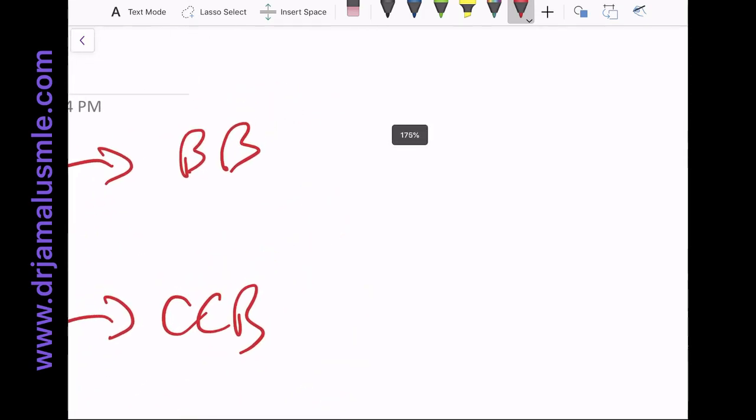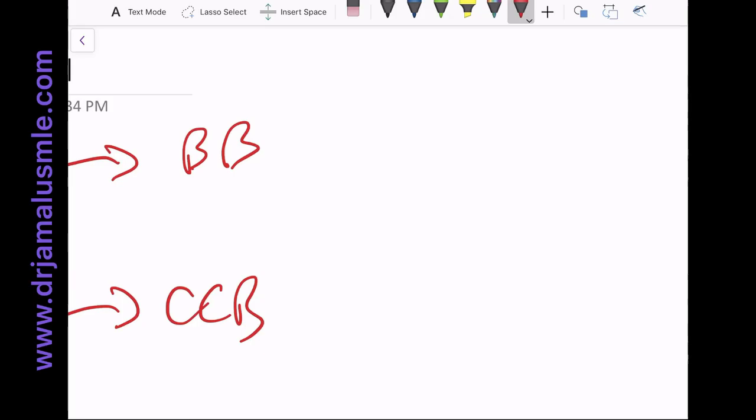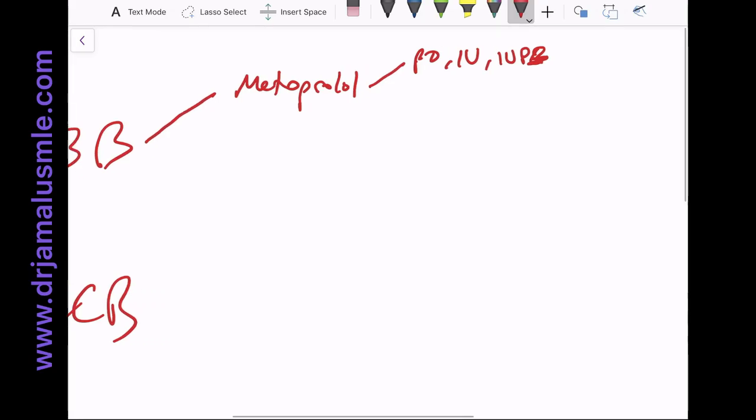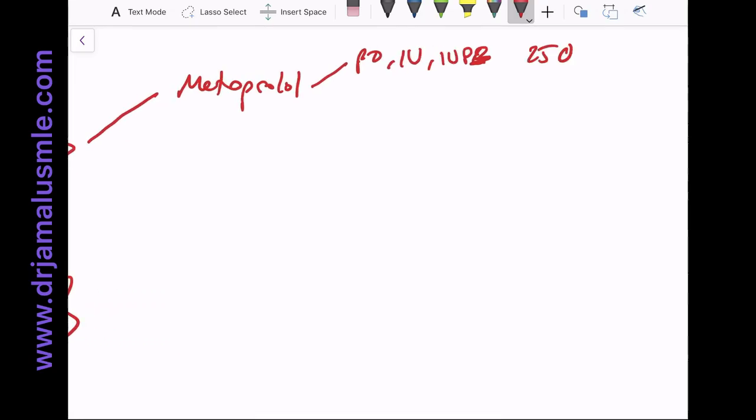in clinical practice. For beta blockers, the medications that we use, one of them is called metoprolol. Metoprolol, you can use it as PO, IV, and IV piggyback. The good thing about metoprolol is that it's short acting. You can start with a dose of 25 Q6 hours, and then whenever the patient becomes stable, you can change it to a BID dosing.